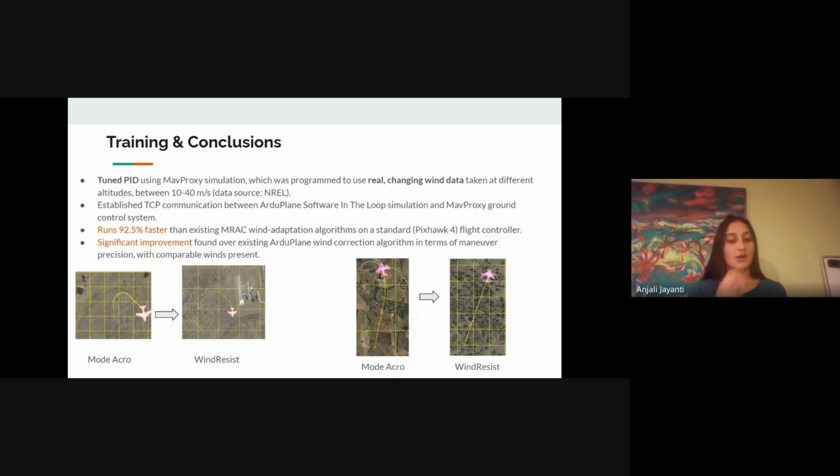The pictures on the left of mode acro are the way that ArduPlane currently handles the wind. And with WindResist, it shows how much better the plane reacts to the wind and doesn't get diverted off course. There was no planned course for these planes. It was just RC inputs.